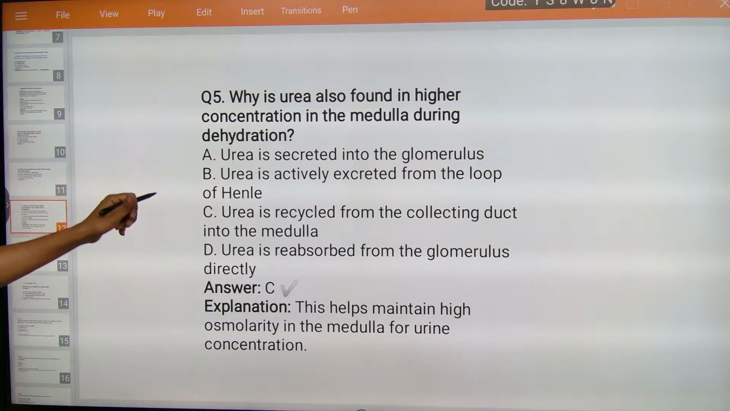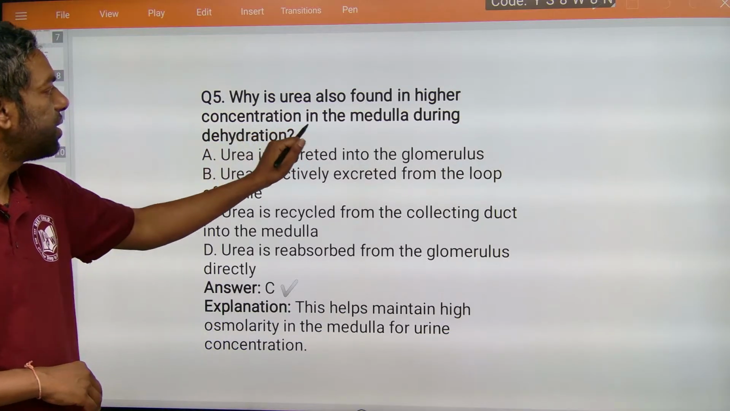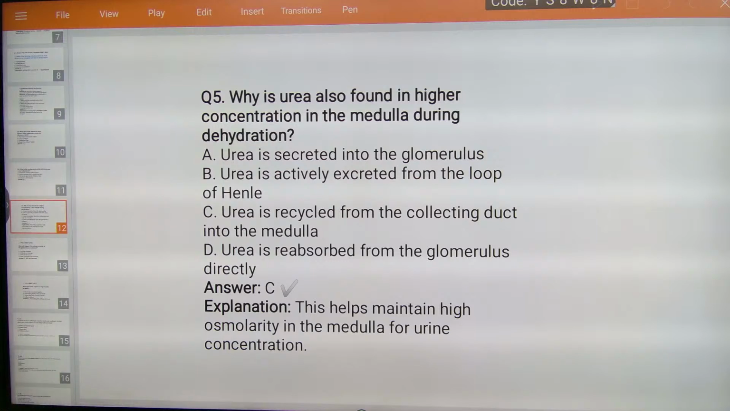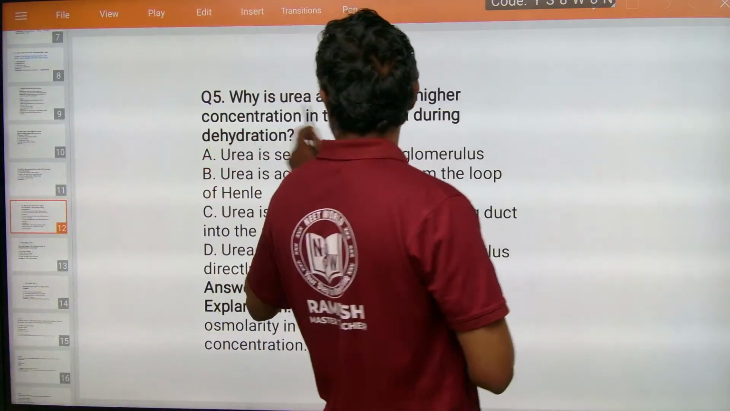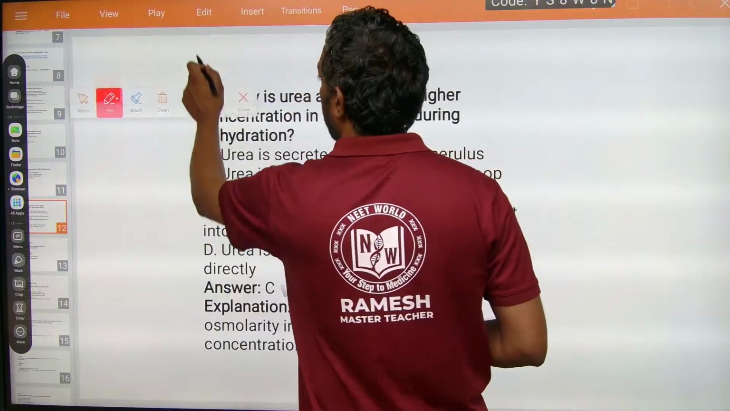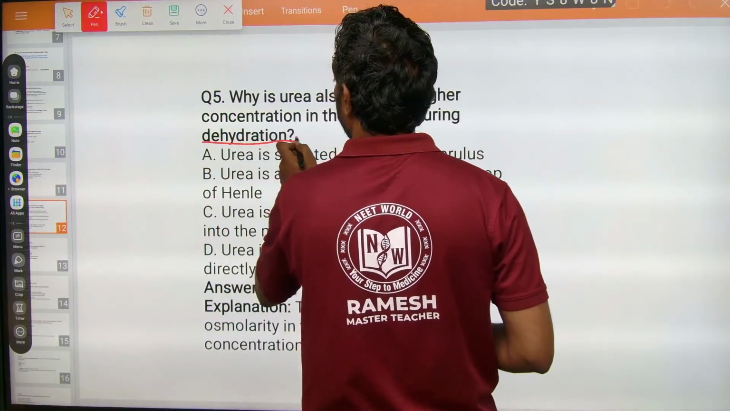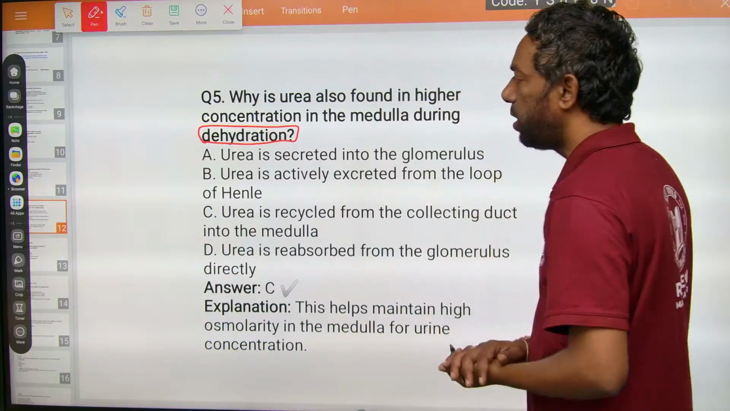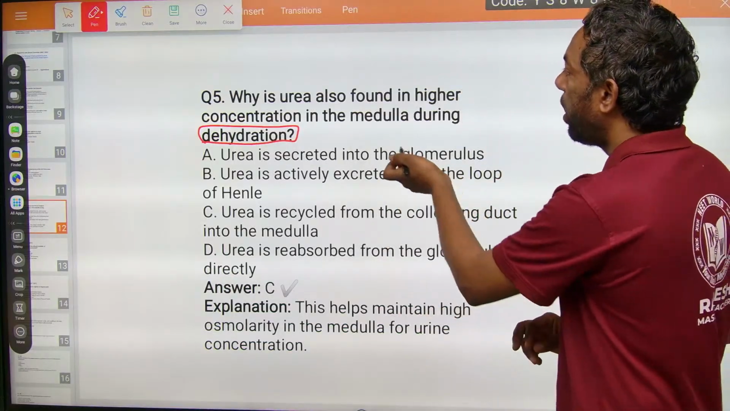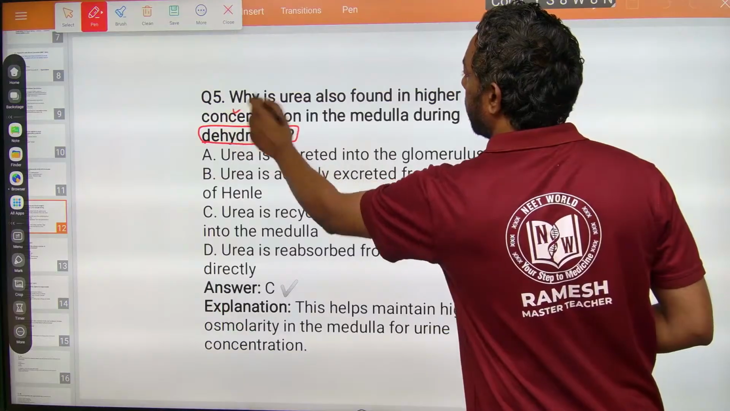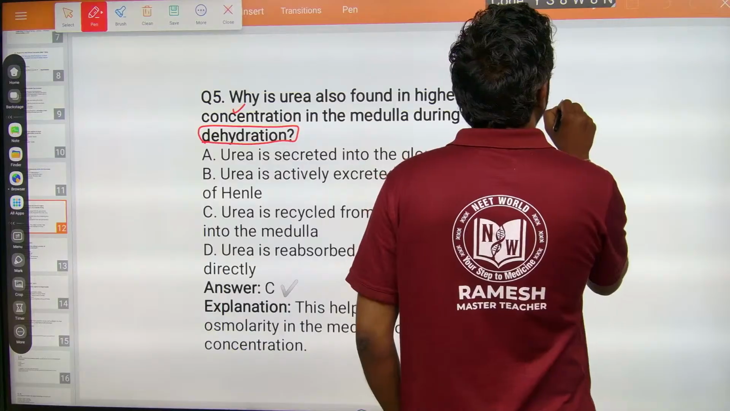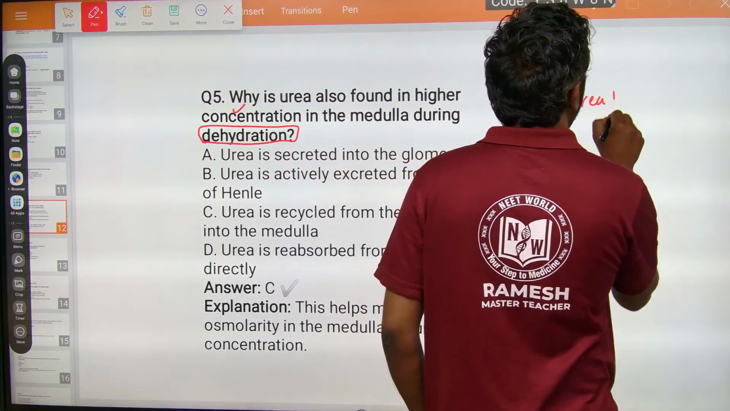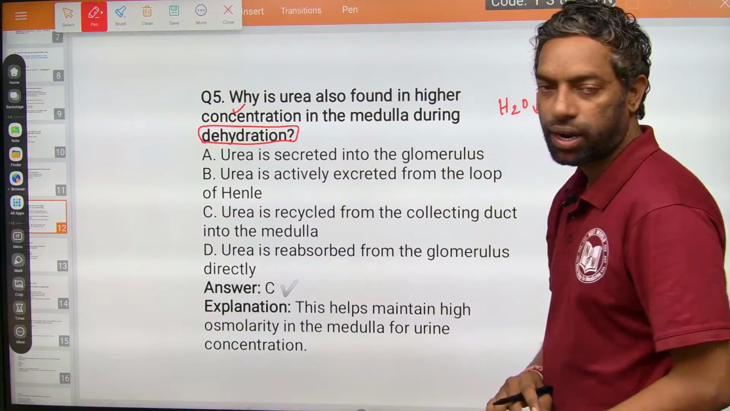Why is urea found in higher concentration in the medulla during dehydration? This is a bit of an innovative question. During dehydration, if no water is available, where is urea found in higher concentration? If water is low, H2O low, urea is in higher concentration.